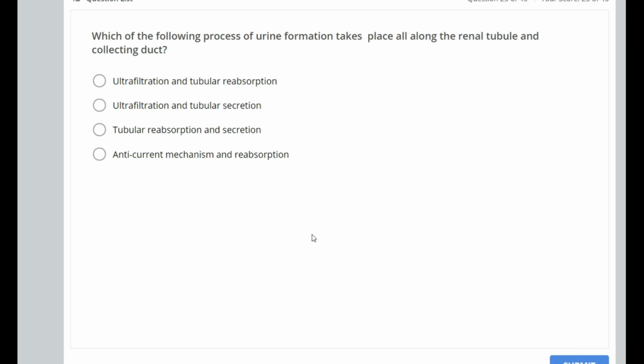25th question: which of the following processes of urine formation takes place all along the renal tubule and collecting duct? Option A, ultrafiltration and tubular reabsorption. Option B, ultrafiltration and tubular secretion. Option C, tubular reabsorption and secretion. Option D, counter-current mechanism and reabsorption. The right answer for the question is tubular reabsorption and secretion.